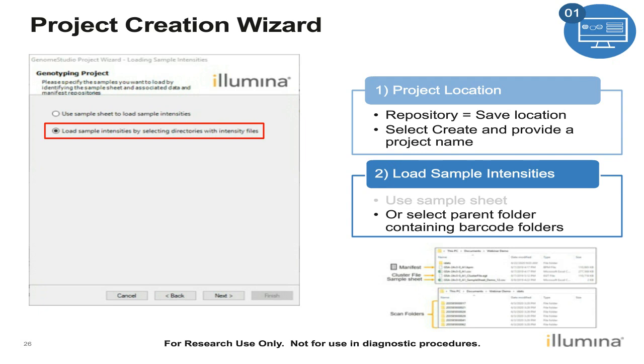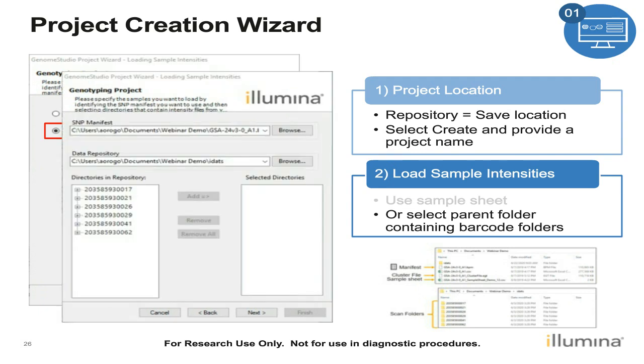So it'll take you to the next screen where you can navigate to the SNP manifest BPM file, as well as the data repository, which is that parent folder that contains the barcode folders. So once you select that folder, it will pull up all the available scan folders in there, and you can select to add one or multiple folders, and they will be added to the selected directories on the right side of the project creation wizard screen.